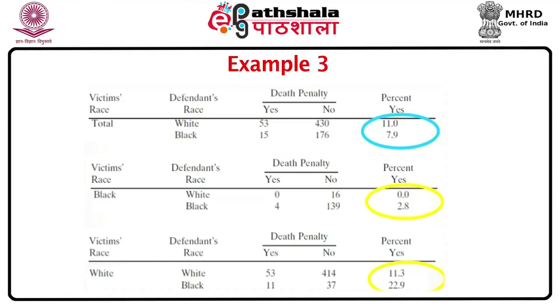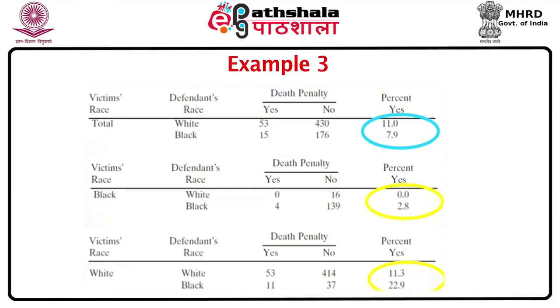In the first example, I have aggregated over the victim's race. So when I do that, it turns out that 11% of those cases in which the defendant was white were awarded the death penalty. 7.9% were awarded the death penalty when the defendant was black. So in this case, we can say that whites were more likely to be awarded the death penalty.